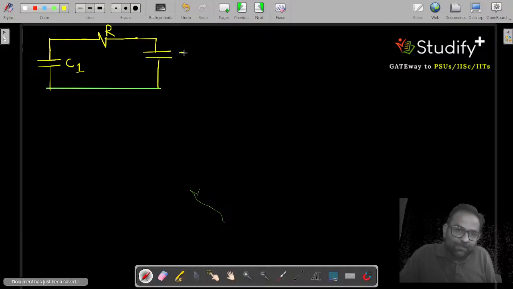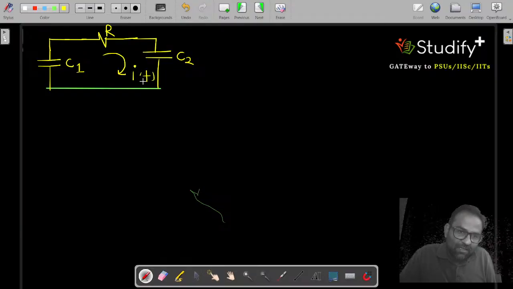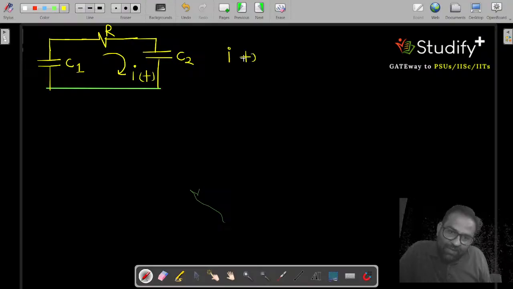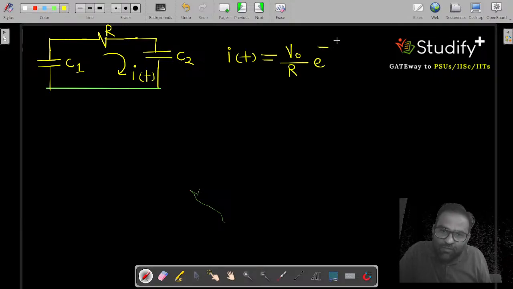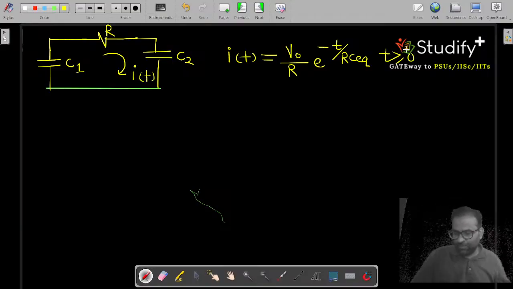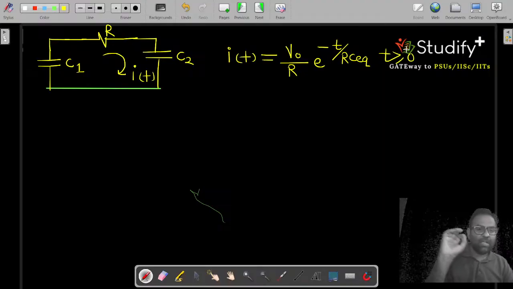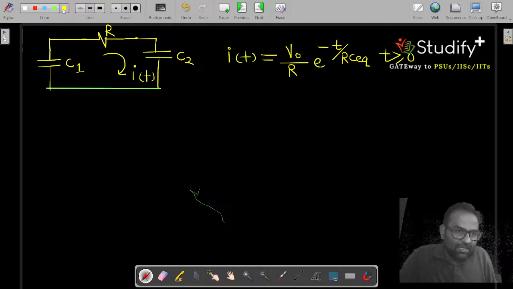Now we know that the current I(t) is given across this. If current I(t) is given across this, can I say the value of I(t) is given by V naught divided by R into e to the power minus t divided by R into C equivalent, and this expression is only valid for t greater than or equal to 0. This is the condition we are aware of for this circuit. Now let's analyze the circuit. Let's say I am interested in everything. First thing I am interested in, what is the VC2?